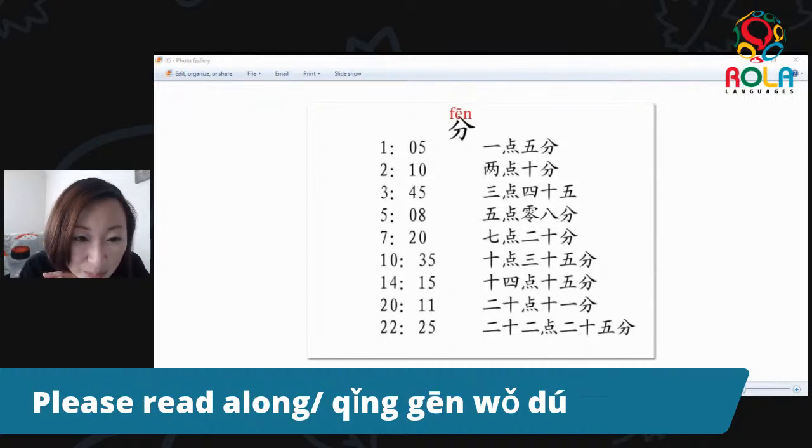Okay, and the next one we have 7:20, 7点20分. Also, like I said, because 20 is already a 2-syllable word, we can also say this one as 7点20, ditching the 分. Yes. And next one, 10:35. Again, we can say 10点35分 or ditch the 分 because the minute part is so long. We just can't do it. Okay, we can do 10点35. It is also correct.